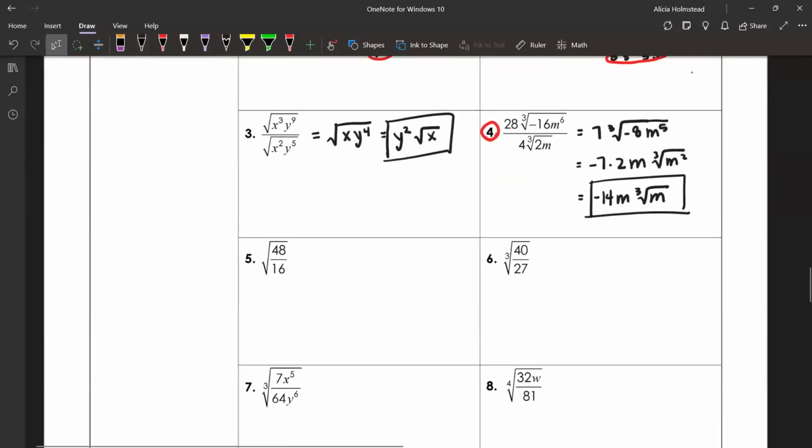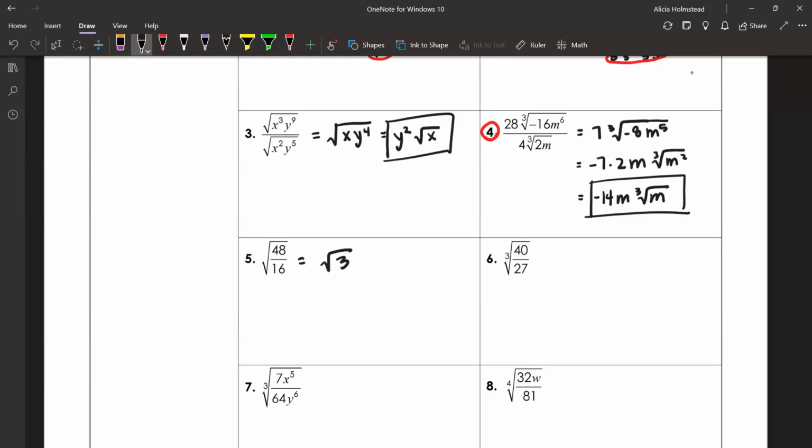Number 5. Well, this one's nice because they put the fraction inside for us, so we can just divide those numbers. So 48 divided by 16, that is 3. So that's going to be the square root of 3.